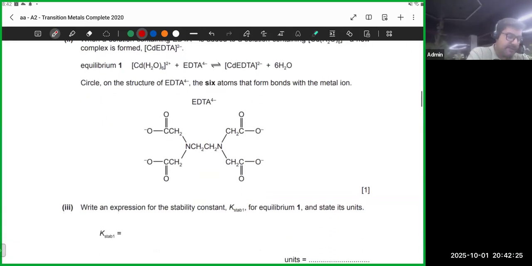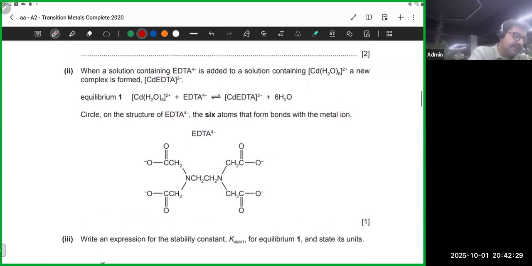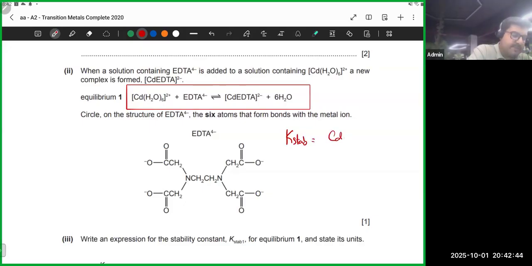So write an expression for the stability constant for equilibrium 1. So this is Kstab. Kstab is just your product concentration divided by reactant concentration. There's a ligand exchange happening, so you just don't write water in the expression. So it's going to be cadmium with EDTA.